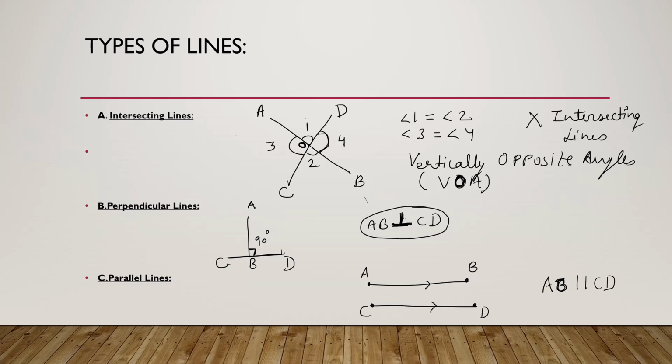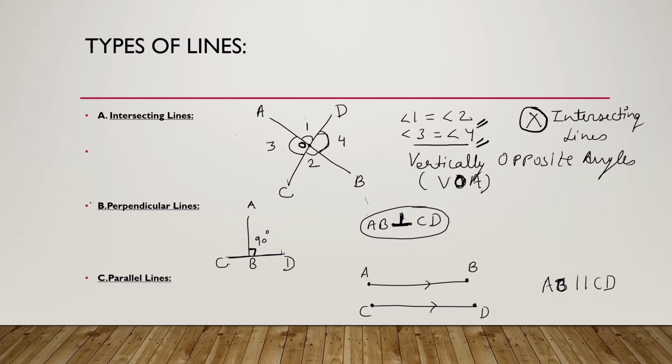They are intersecting at point O, and I am giving names to the angles: angle 1 here, angle 2 here, angle 3 here, and angle 4 here. You can see angle 1 is equal to angle 2 and angle 3 is equal to angle 4. They are called vertically opposite angles. And the sign for representing intersecting lines is a cross.